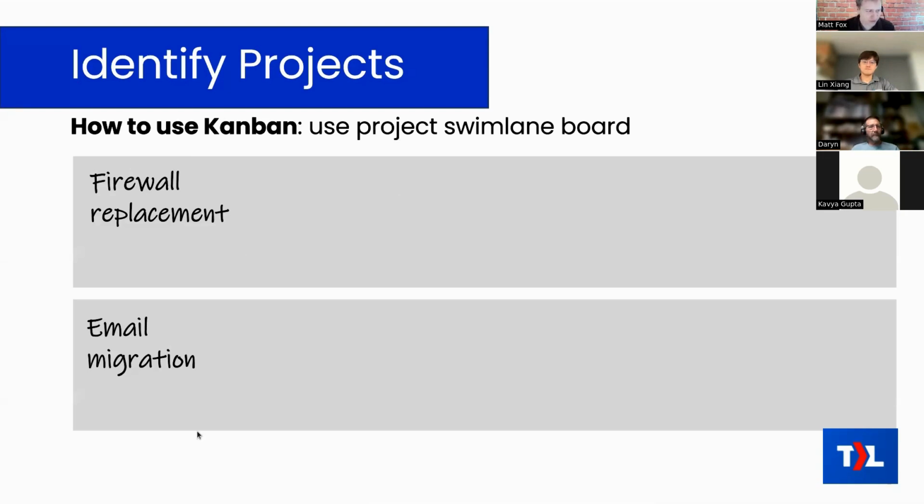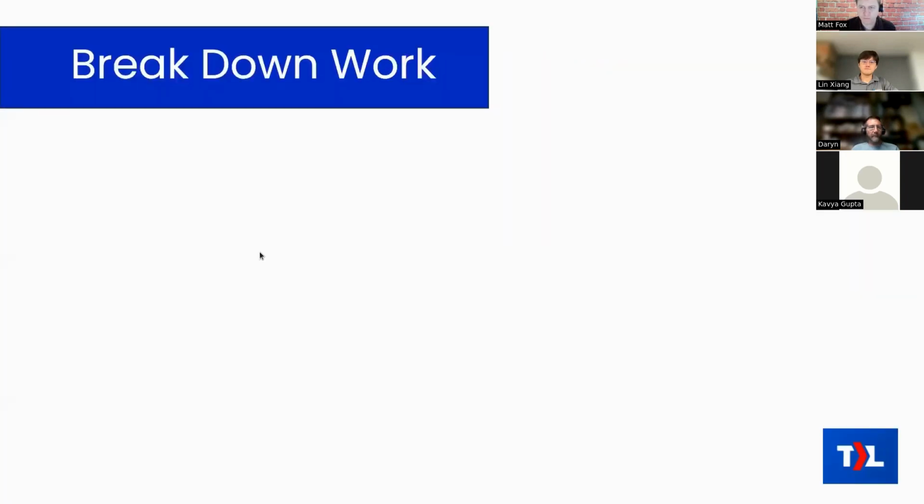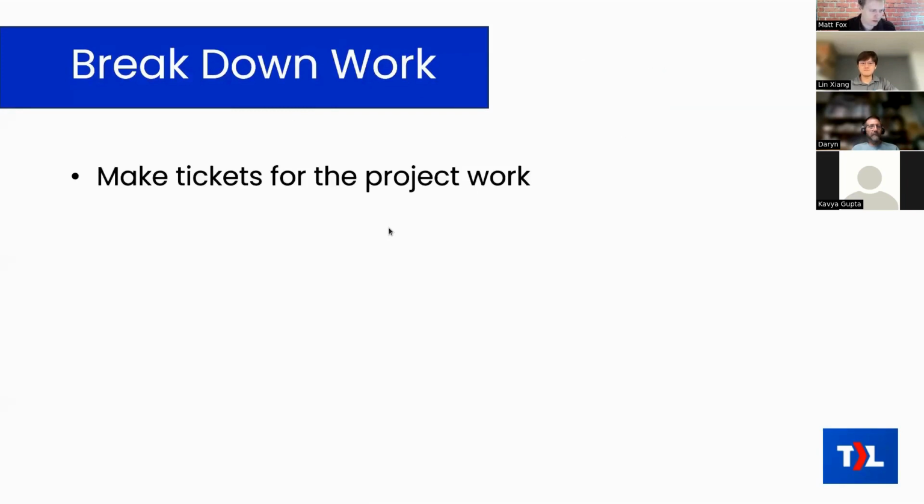The next stage after you identify the projects is to start breaking down the work that's involved in those projects. So, you're going to make tickets for that project work in your ConnectWise or your Autotask. And you're probably thinking, this is super obvious, we know this already, but it's not always as easy as it seems.